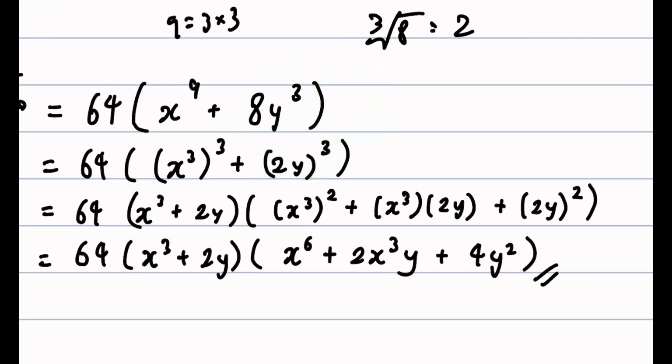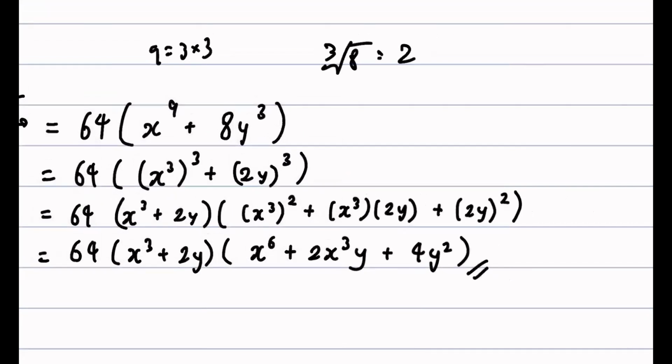Good. Then that means that you've got a cube plus b cube. You can just factorize it off. Just remember to keep on writing down the 64 in front. There's an extra factor of 64. You just have to keep on copying it down. But this part, you can just use the identity. This is a, this is b.